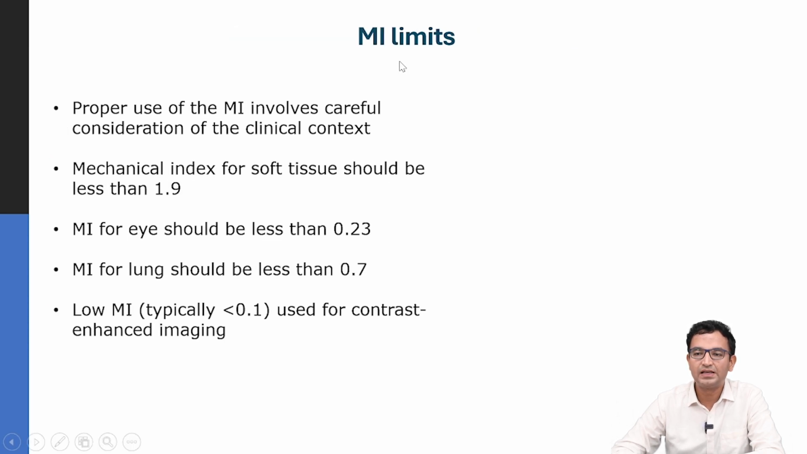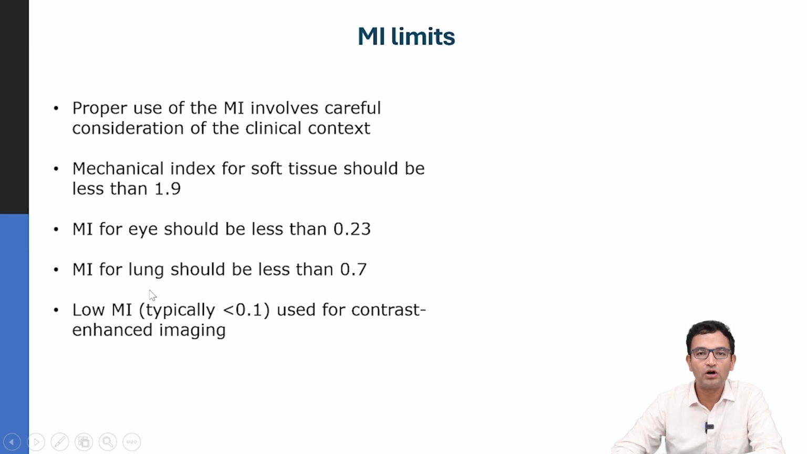Now let's discuss the MI limits. So proper use of MI is necessary, and it requires some consideration of the clinical context. So for soft tissue, the mechanical index limit is 1.9. We should always be less than 1.9, and that would reduce the probability of having inertial cavitation. However, for some organs such as the eye, which is very sensitive, the MI limit is only 0.23.